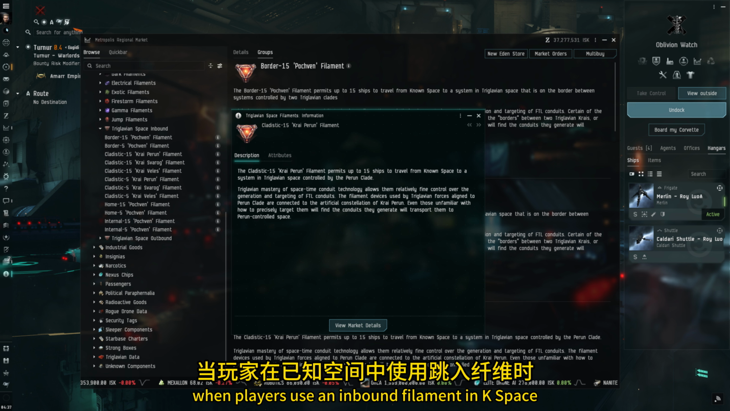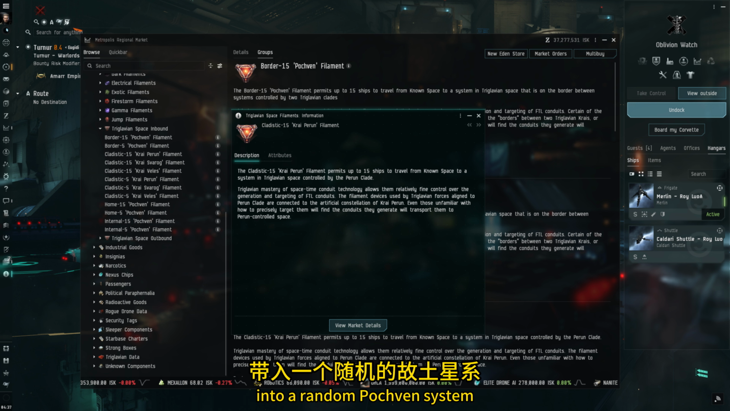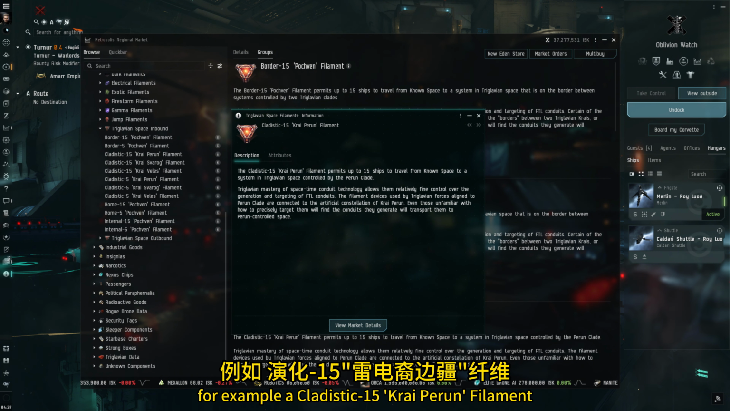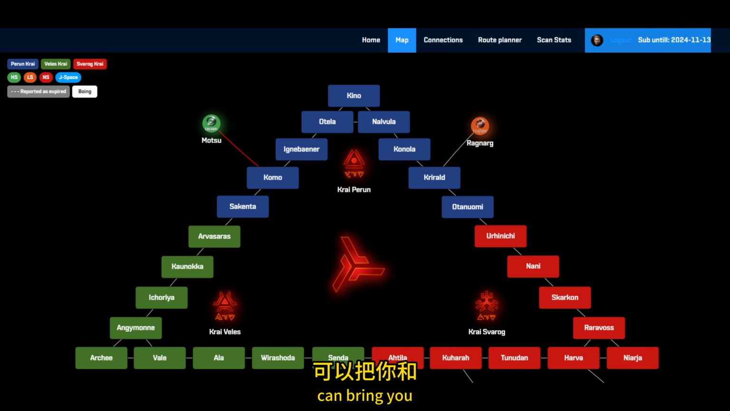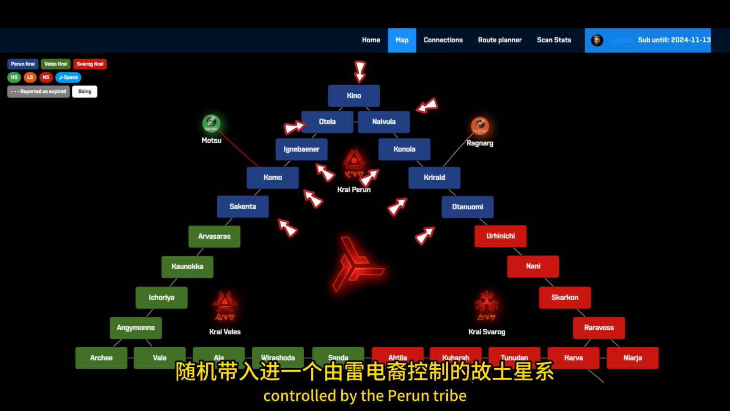When players use an inbound filament in K-space, the filament will take you and your fleet members into a random Pochven system according to the type of filament you have used. For example, a Cladistic 15 Cry Perun Filament can bring you and 14 other fleet members into a Pochven system controlled by the Perun tribe.